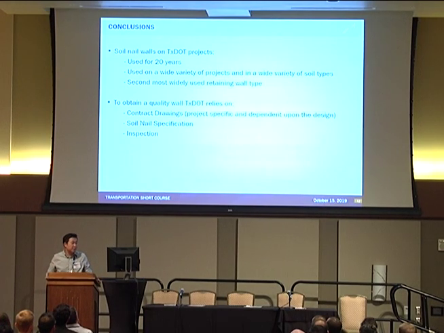So, conclusion: the soil nail retaining wall has a long history of satisfactory performance, more than 30 years, and it has been actively used for 20 years, with a wide variety of projects and soil nail types. And to obtain a quality soil nail retaining wall, we have 3 tools: construction drawings, specifications, and inspection.